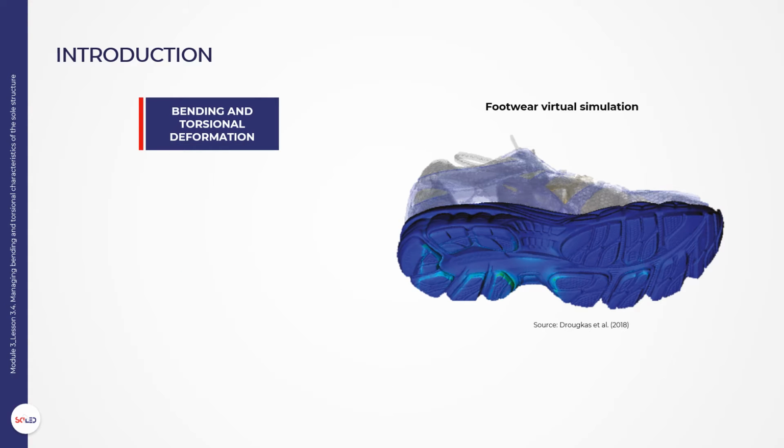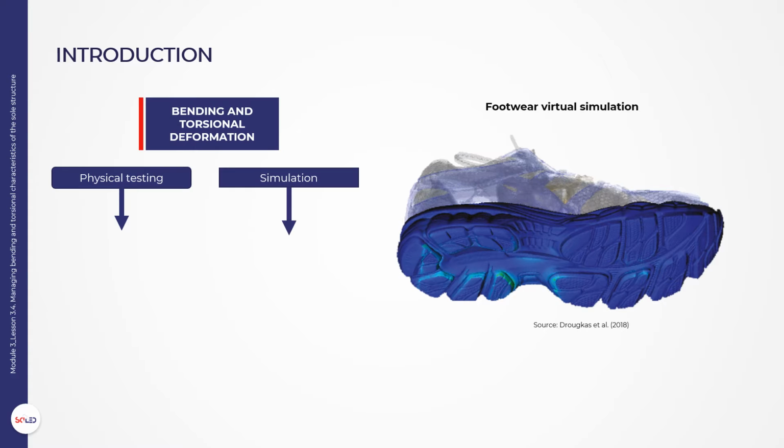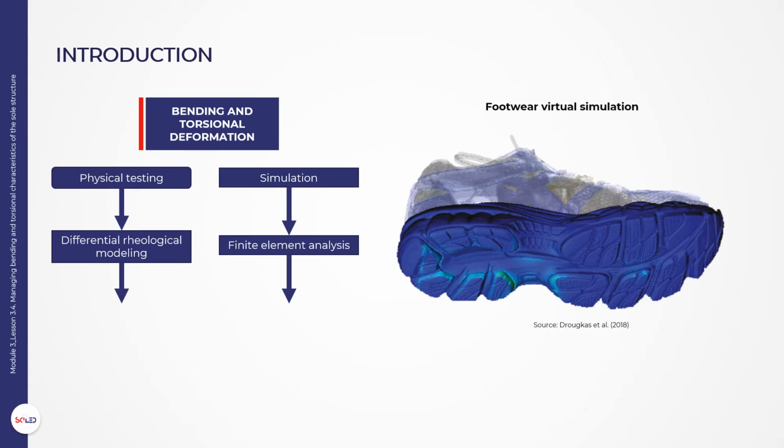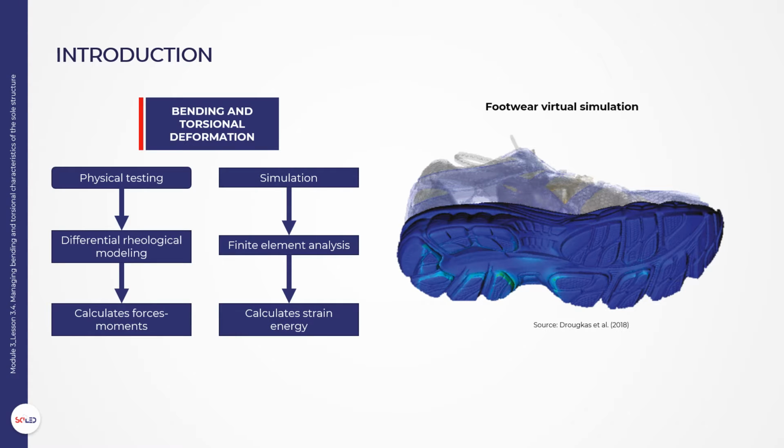The work required for bending and torsional deformation can be determined through physical testing or through simulation. Currently there are two approaches to simulating bending and torsion of sole structures, one based on differential rheological modeling, Azariades et al., 2007, Alemani et al., 2013, and one on finite element analysis, Papayannis et al., 2015. The former calculates forces and moments, but the latter calculates strain energy. It is far more flexible with regard to the designs of sole structures that can be assessed, and it is far more practical with modern engineering software.